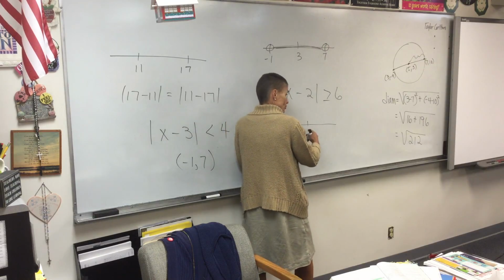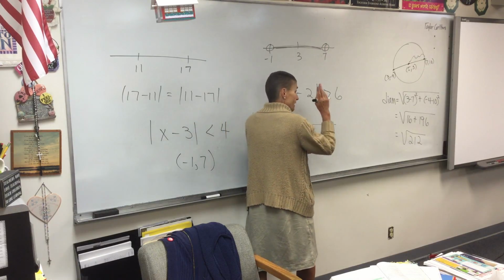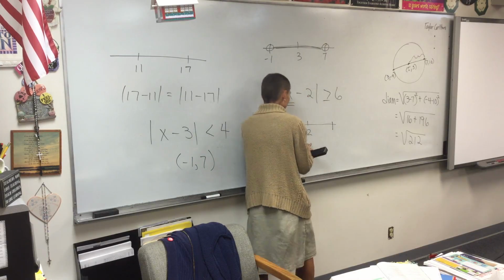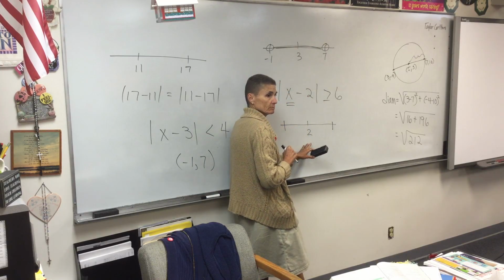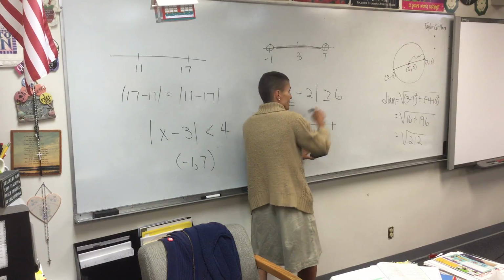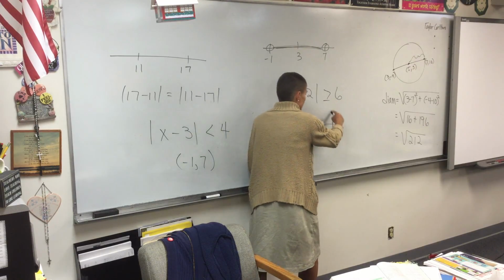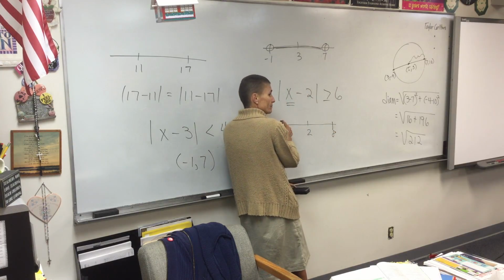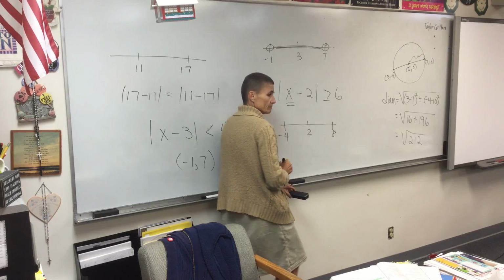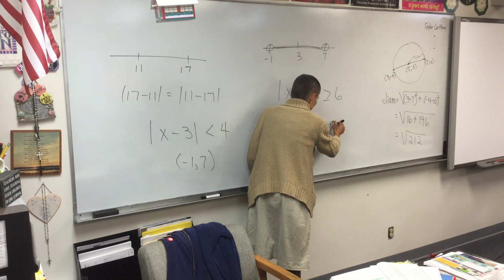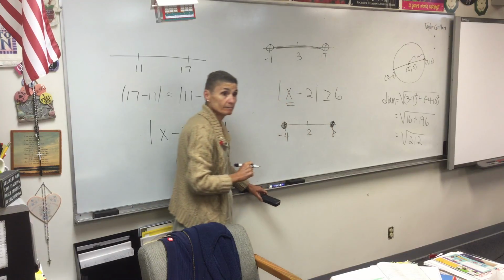Okay? So here's 2. Some number could be over here or over here. The distance between some number and 2 is more than 6. So what's this boundary? 8. What's this one? -4. This time, I'm going to close those boundaries in. Would you agree?